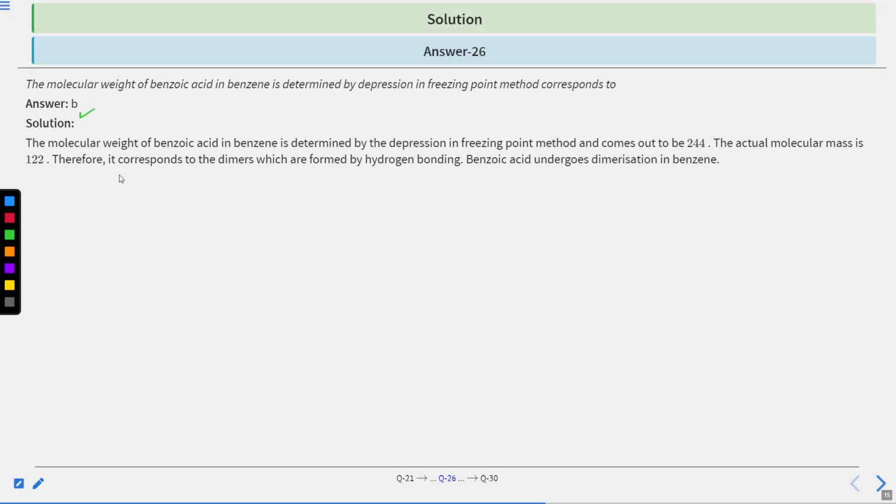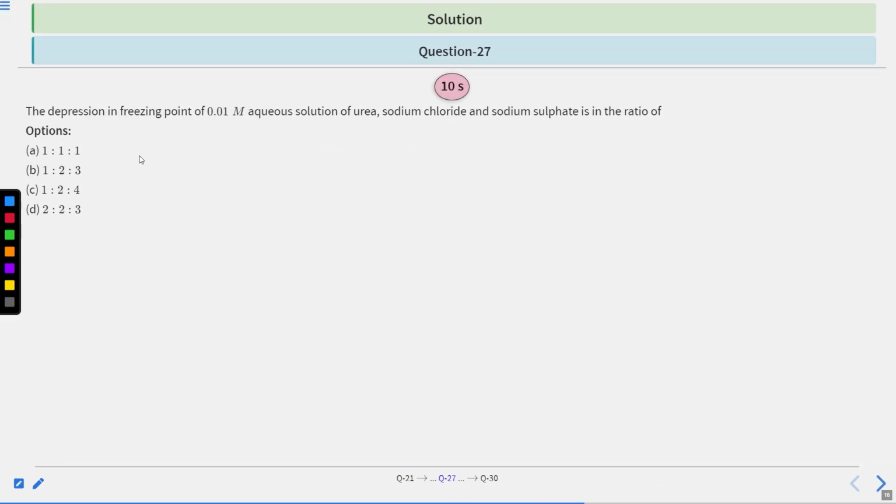So let's see how. The molecular weight of benzoic acid in benzene is determined by the depression in freezing point method, and it comes out to be 244. But the actual molecular mass is 122. Therefore, it corresponds to the dimers which are formed by hydrogen bonding, and benzoic acid undergoes dimerization in benzene. Hence, according to this concept, option B is the correct answer for this question. Right? Let's move to the next question, question number 27.